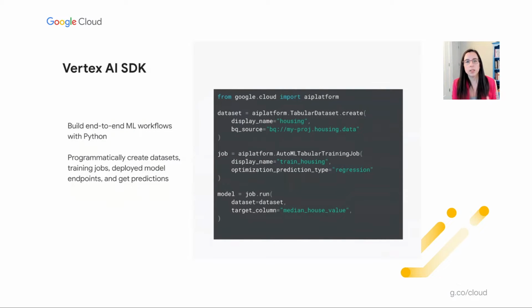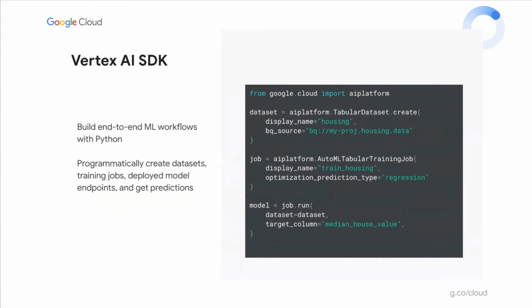So once you've figured out what data set you want to use and how to frame that data as features for your model, the next step is thinking about how to run that training job on Vertex AI. And one way you can do that is through our Vertex AI Python SDK. With the SDK, you can build end-to-end machine learning workflows in Python. You can use the SDK methods to create data sets, training jobs, deploy your model to endpoints, get predictions, and even more that's not covered here. So in this code snippet, we're using the SDK to create a tabular data set and then run a model training job with AutoML on that data set.